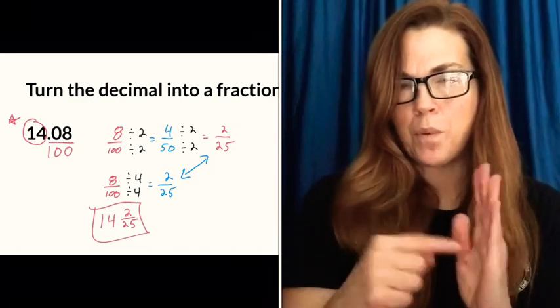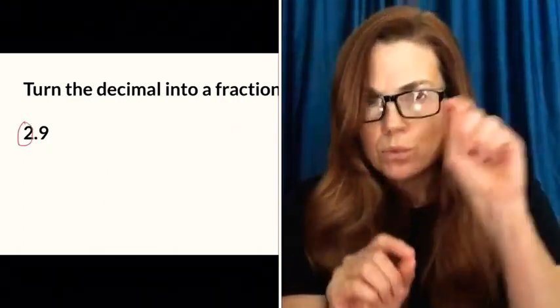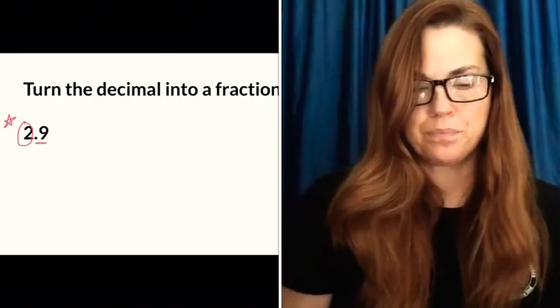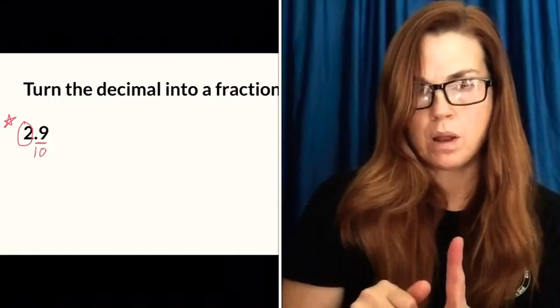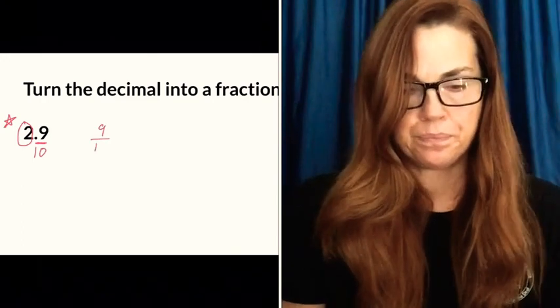All right, let's do one more together. Okay, so looking at this one, I'm going to circle the whole number, put a star next to it so I don't forget, and then I'm going to put a fraction bar underneath the decimal. So I have 1 underneath the decimal, and then a 0 underneath every digit after the decimal. So I have 9 over 10.